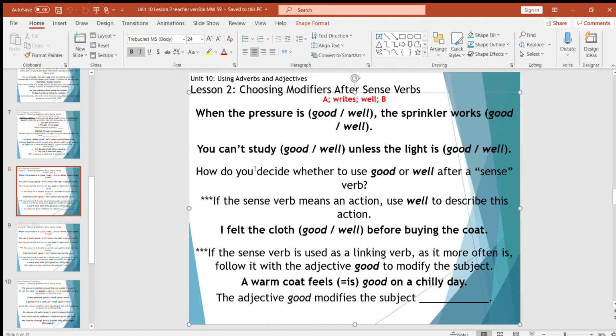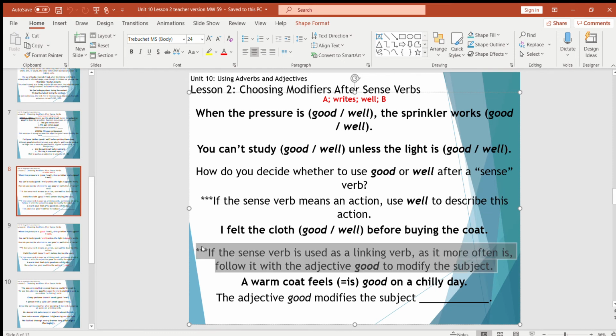Alright, now how do you decide whether to use good or well after a sense verb? Circle, star, highlight. If the sense verb means an action, use well to describe that action. Like, I felt the cloth good or well before buying the coat. I am physically feeling the cloth, so I am physically doing the action well.